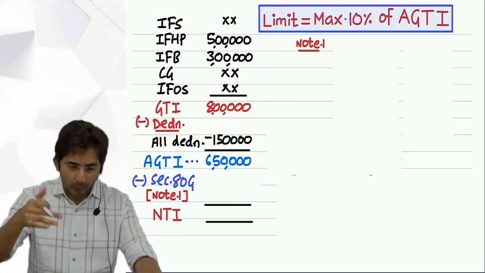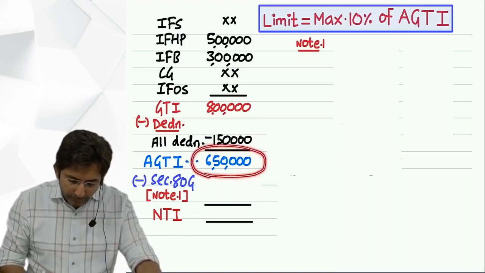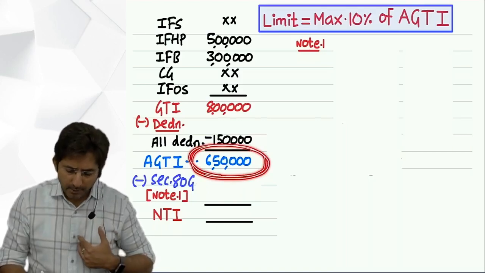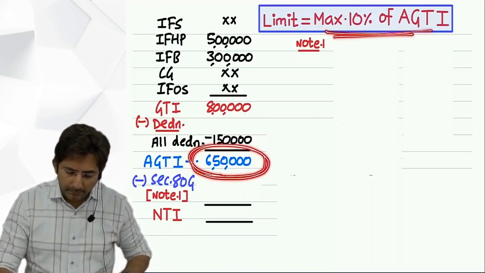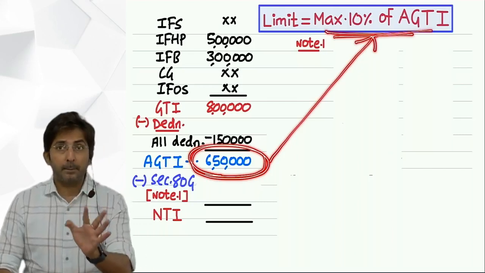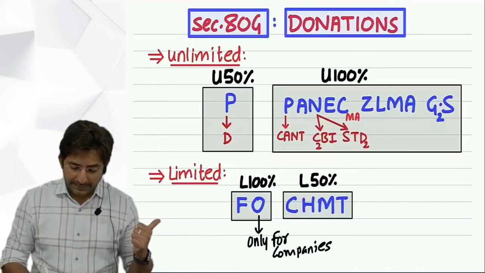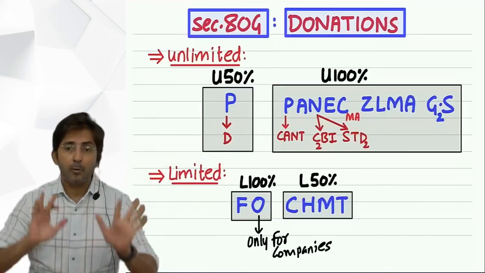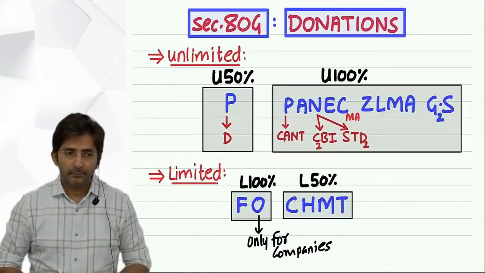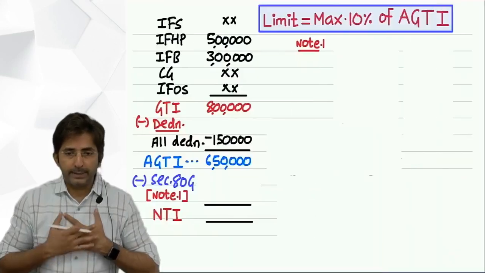Now, I know what doubt will come to your mind, but have patience. This 6,50,000 is just my figure. Of this, maximum 10% is the limit up to which you can donate. See, when I say limited category, it means there is a limit on how much you can donate. So how much can you donate? Maximum 10% of my income.